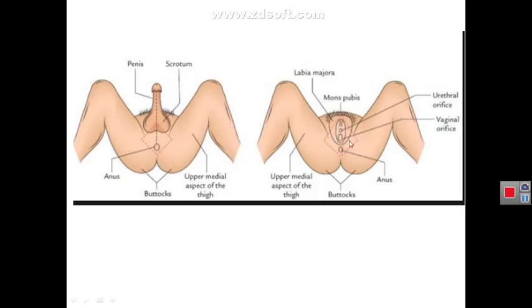So this is the perineum. This is what is meant by the perineum. It is the space deep to the skin in this region, in the lower trunk between the two upper thighs. And what I have just enumerated are considered to be the cutaneous boundaries.